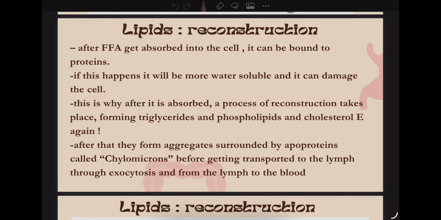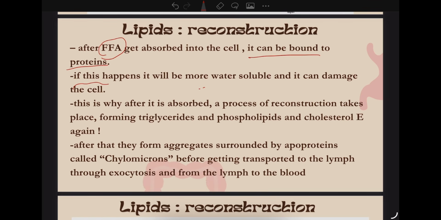Once they get absorbed into the cell, they can be bound to proteins, which is a big problem. Why? I'm talking about free fatty acids, by the way. If it happens, they will be more water soluble and they can damage the cell because they can dissolve. Free fatty acids are toxic to the cell. They should not dissolve in the cell under any circumstances.